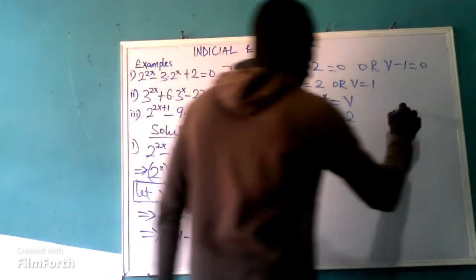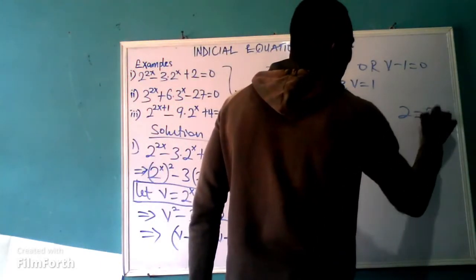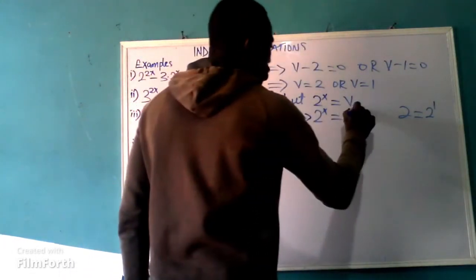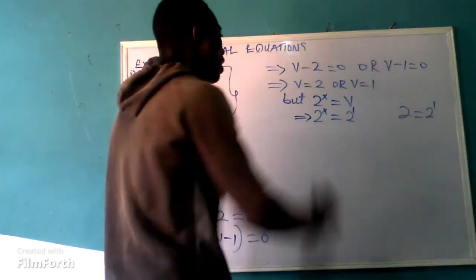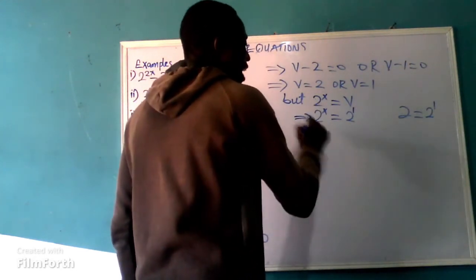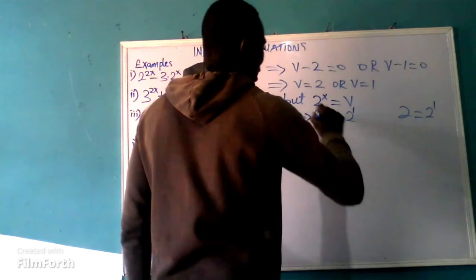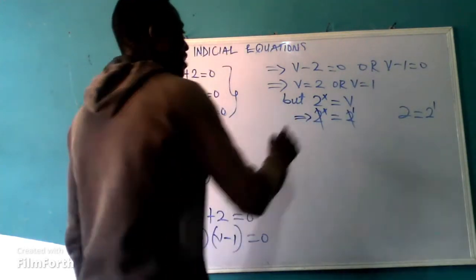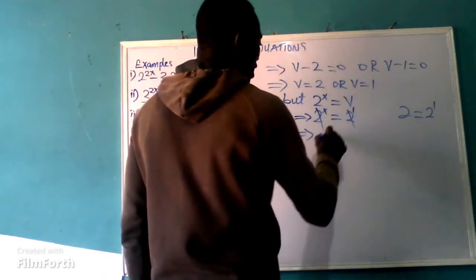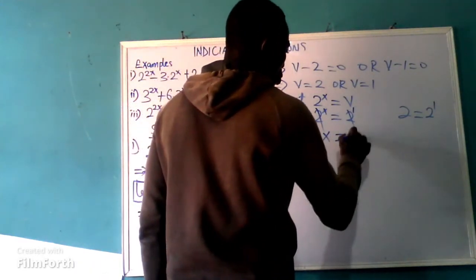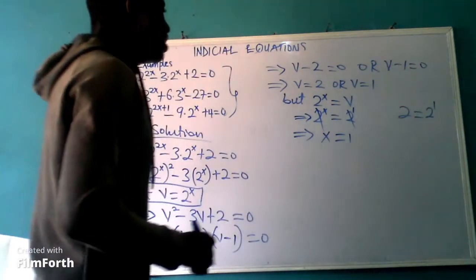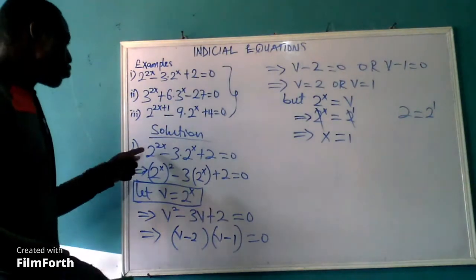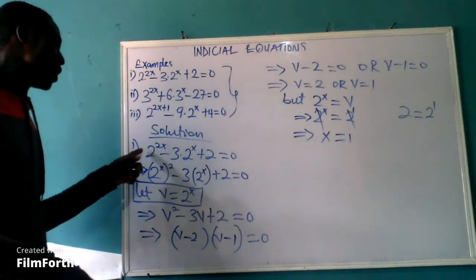And don't forget that 2 is the same thing as 2 raised to power 1. So you just put power 1 here, and since the base at this side is equal to the base at the other side, you cancel one with the other, so that you'll have x equal to 1. This implies that this equation is true for x equal to 1.